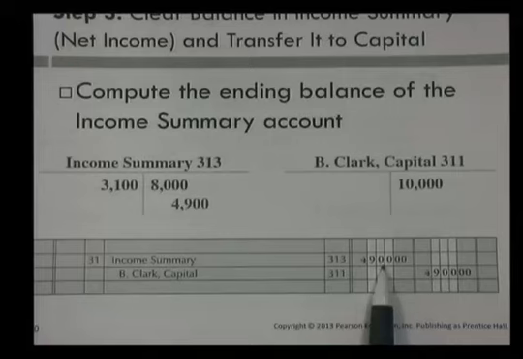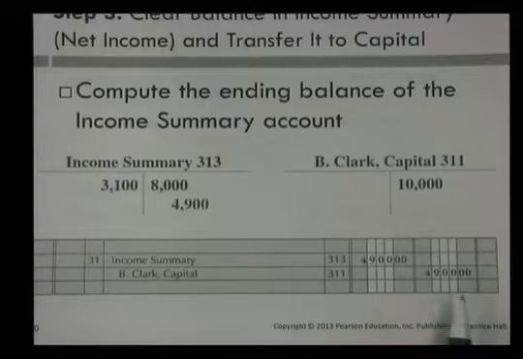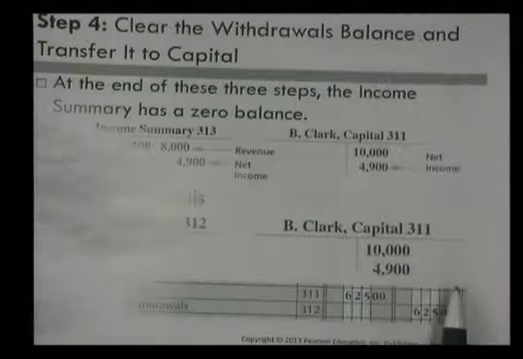So income summary is debited. That will get this account to zero. And the capital is credited $4,900.